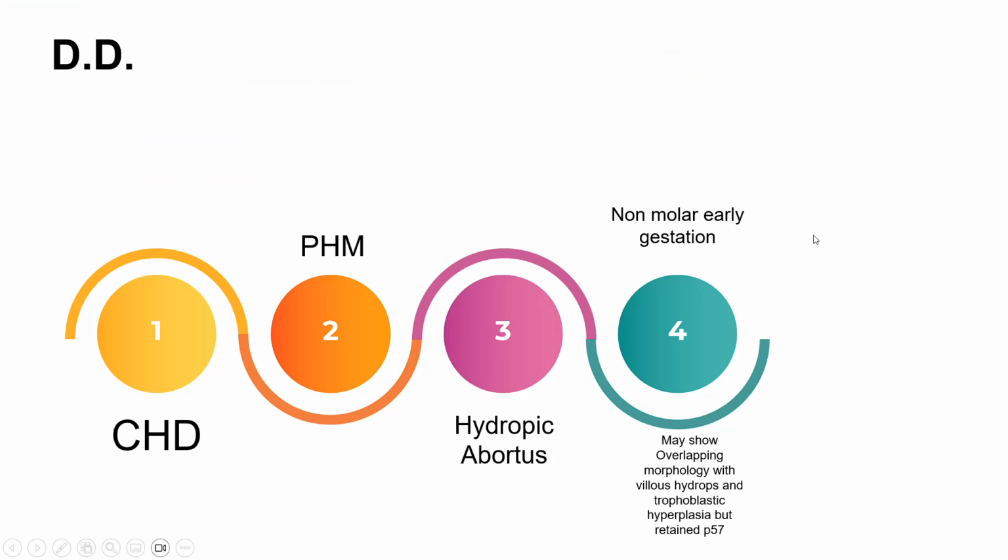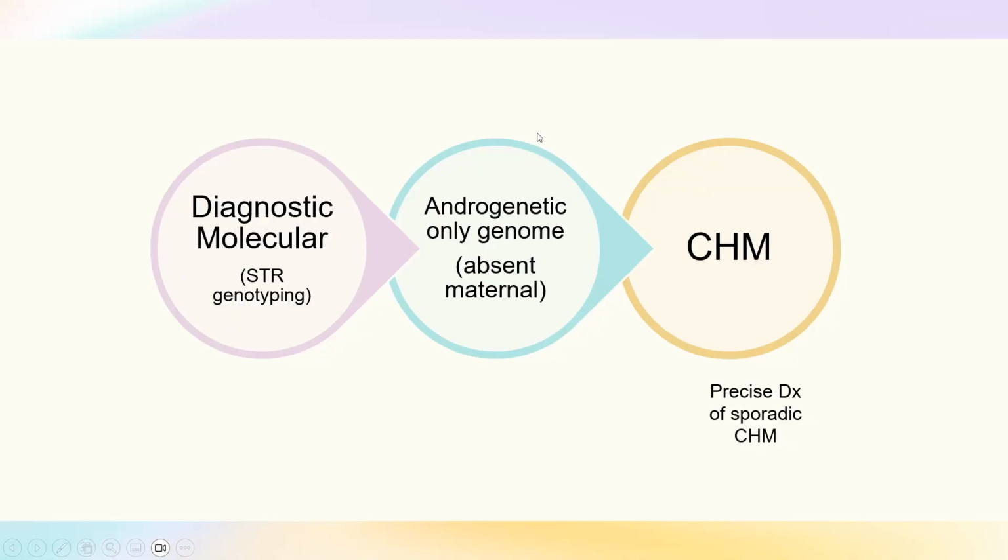Okay, so what about the differential diagnosis? We have the complete mole versus the partial mole versus the hydropic abortus versus the non-molar early gestation that may overlap in morphology with villous hydrops and trophoblastic hyperplasia. But we can differentiate all these from the complete mole using P57. And finally, there's the diagnostic molecular testing using short tandem repeat genotyping or sequencing that will give you an androgenetic-only genome with absent maternal DNA.